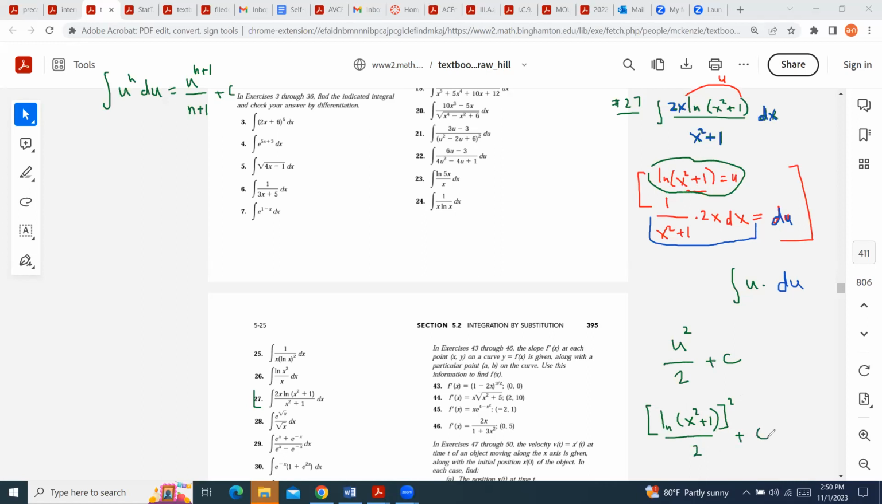So the point of the story, the scariest looking exercises are actually the nicest ones, because we just need to replace whatever's in the parentheses with a new variable letter, and then the rest will give you the du thing. So I can do one more of this kind just to see that this is really okay. I can try exercise number 22.